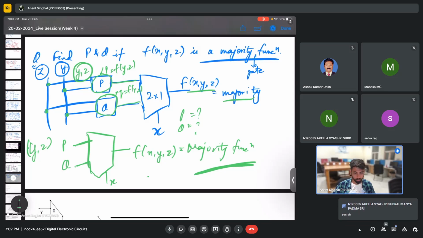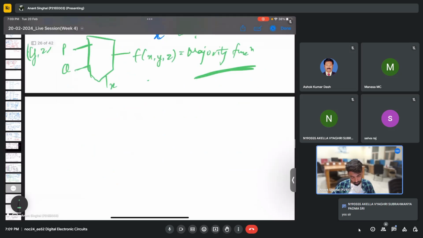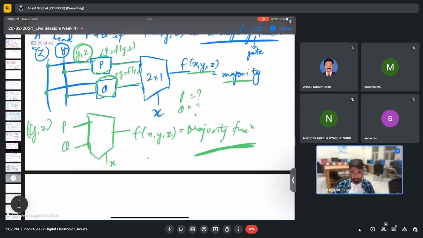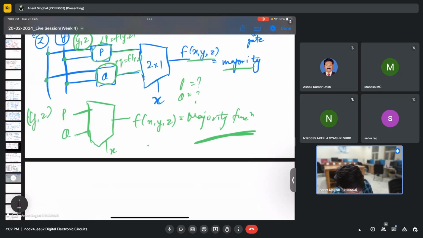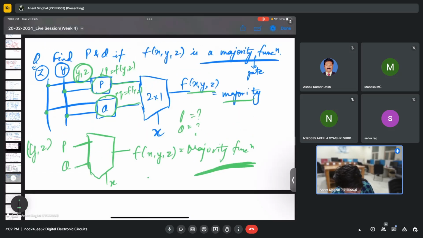Okay. So have you solved this already? I'll give you one more. Let me try to solve this, and maybe you can take one more example. So we already know it is a majority function, a three input majority function.